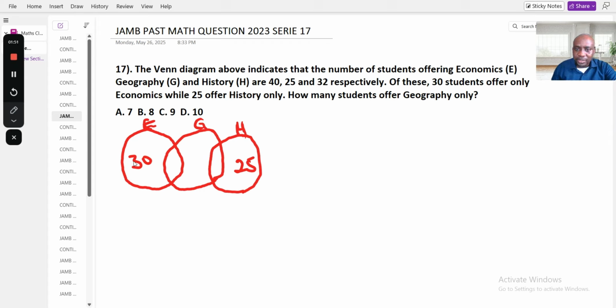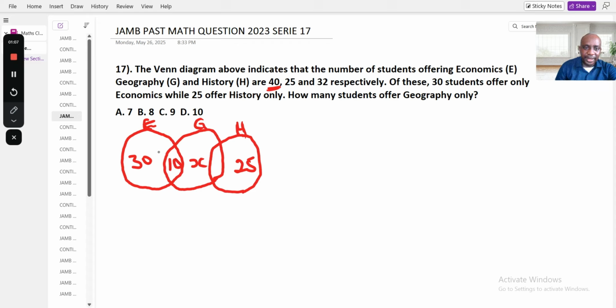And the question now says, how many students offer geography only? It means the person that will be here, X, did not include economics and did not offer history as well. How are we going to solve this one out? If you look at economics, the total of people that offer economics is 40. If all the people that offer economy are 40, and we were told that 30 offer only economy, then the people that offer both economy and geography, in between here, will be 10.